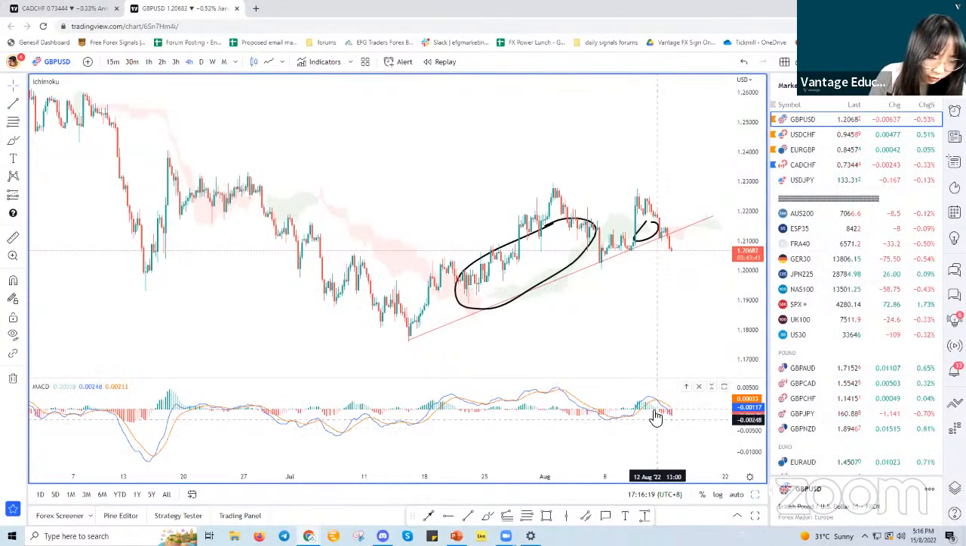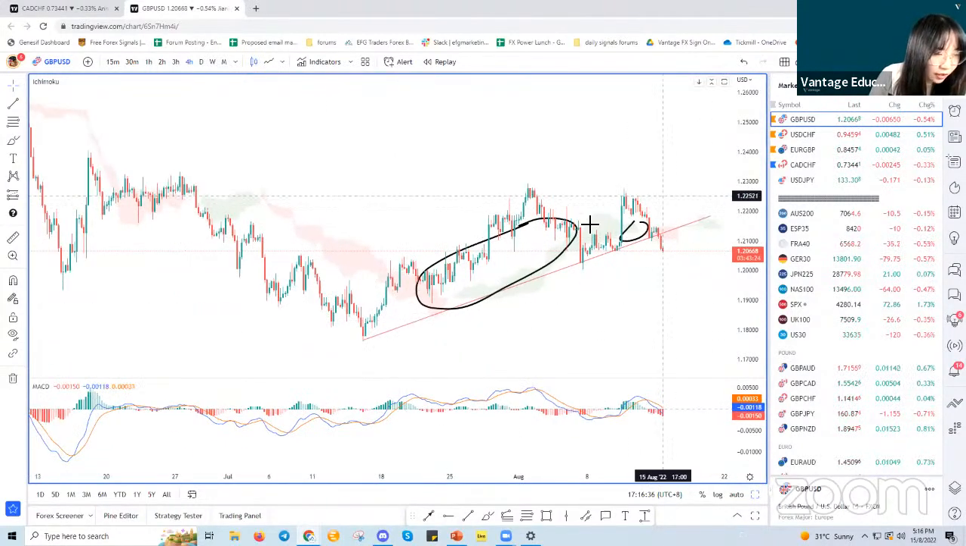And for the MACD, we can see the dip line is going below the signal line, and also the histogram is under zero. So we may think in the short term here will be a short opportunity. So now let's try to find some levels.